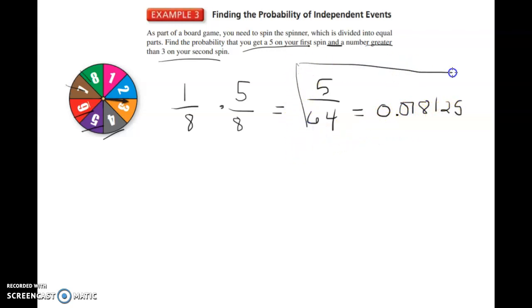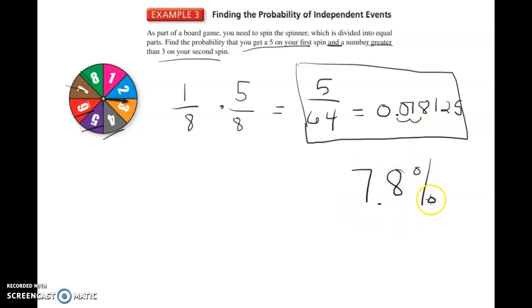You can keep it as a fraction or a decimal. However, on your Schoology homework assignment, I'm going to change this into a percentage. If I wanted to change this into a percent, I'd multiply it by 100 or move this decimal place over 2, and the percent chance of that happening, I'm going to write is 7.8%. Or on Schoology, I think I have to round to the nearest whole number, which would be 8%.